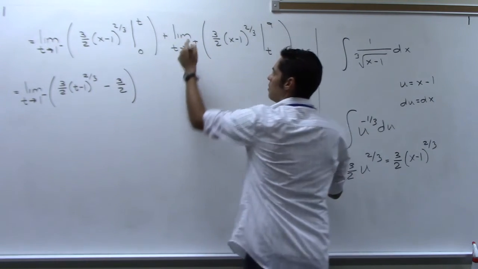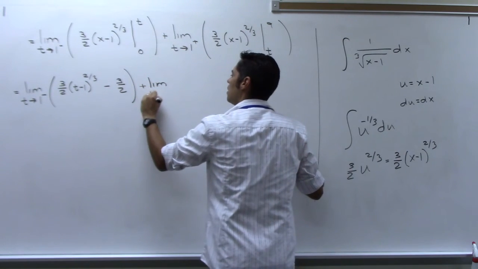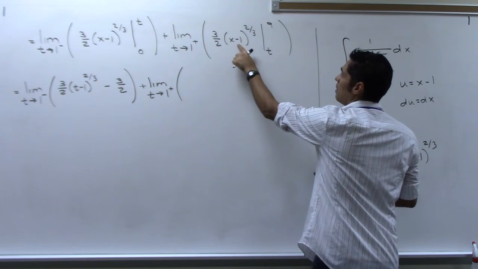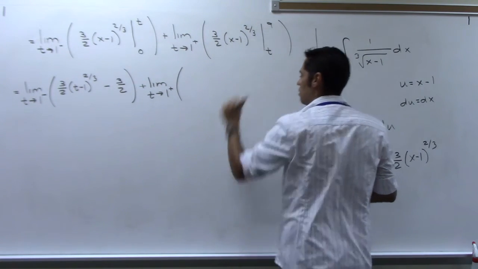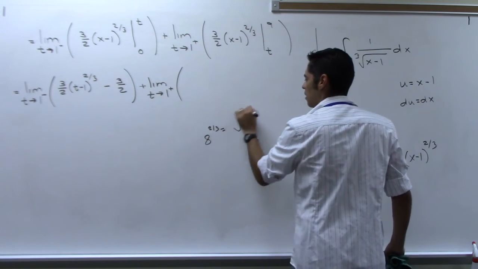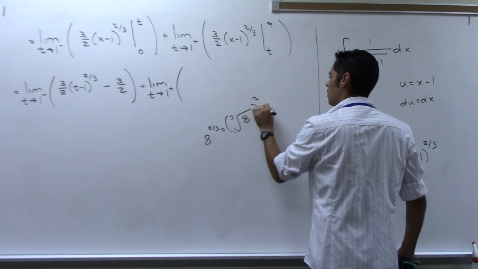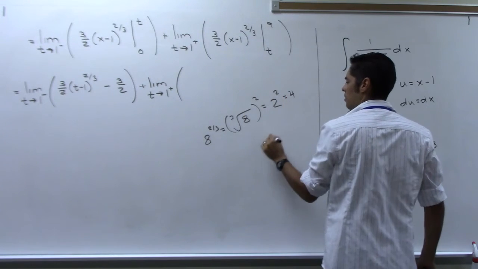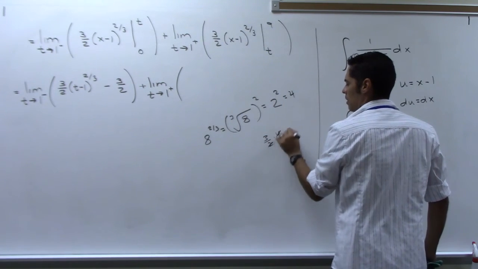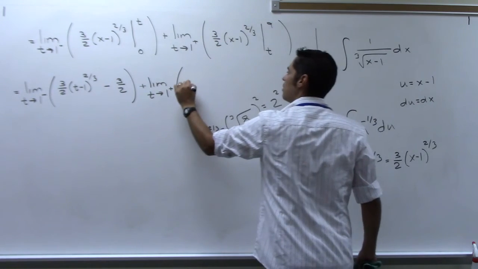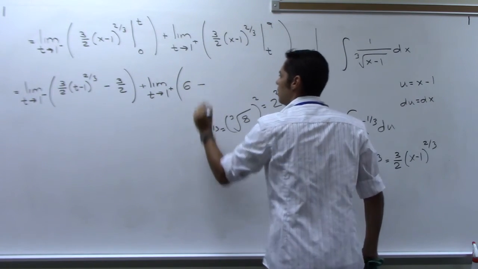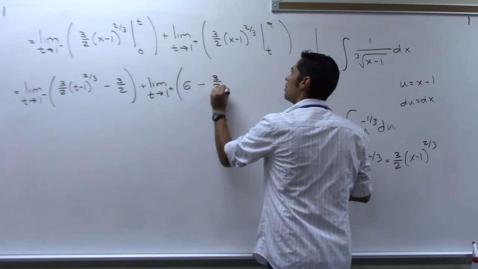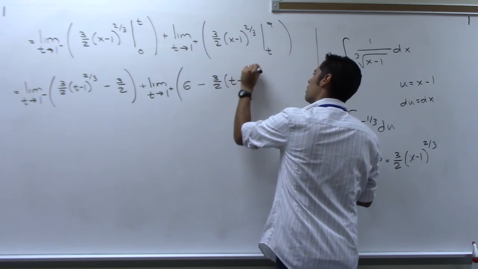Then this one, limit t approaches 1 from the right of, again, now I'm going to plug in two things. So let's try 9. 9 minus 1 is 8. 8 to the 2/3 is the cube root of 8 squared, which is 2 squared, which is 4. And then I multiply times 3/2. So 3/2 times 4 gives 6. So when I plug in 9, I get 6. And then minus, now I plug in t. When I plug in t, I get 3/2 t minus 1 to the 2/3.